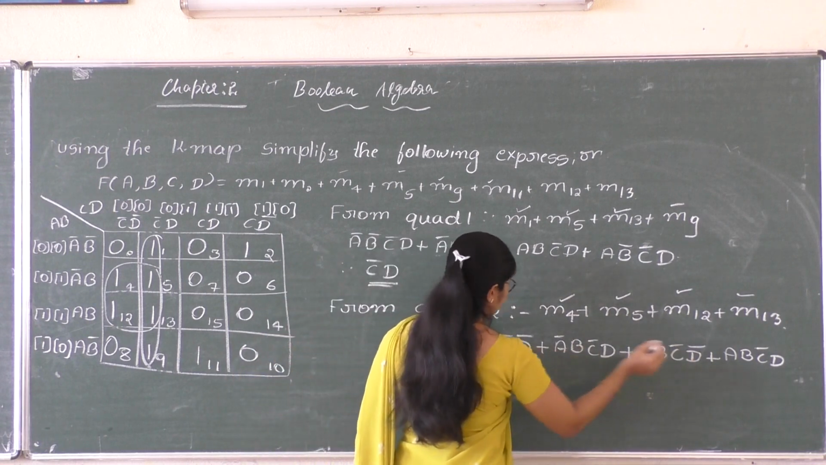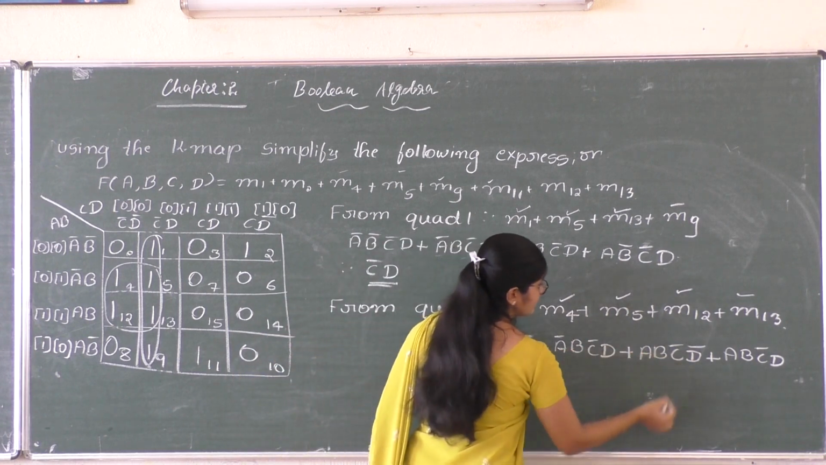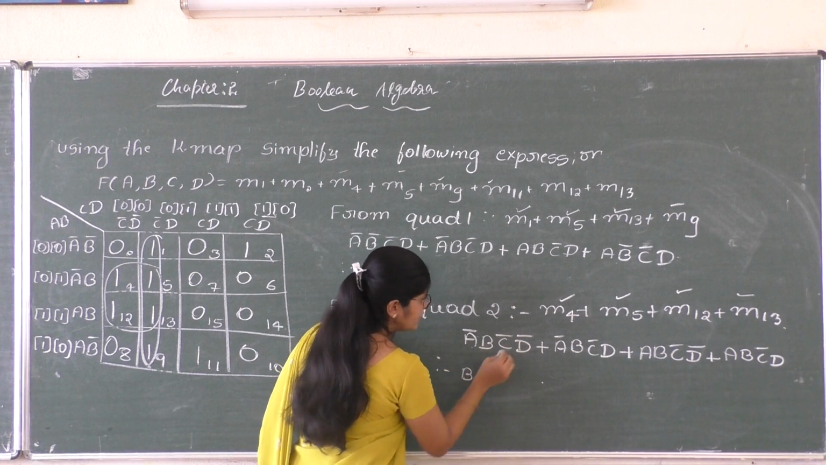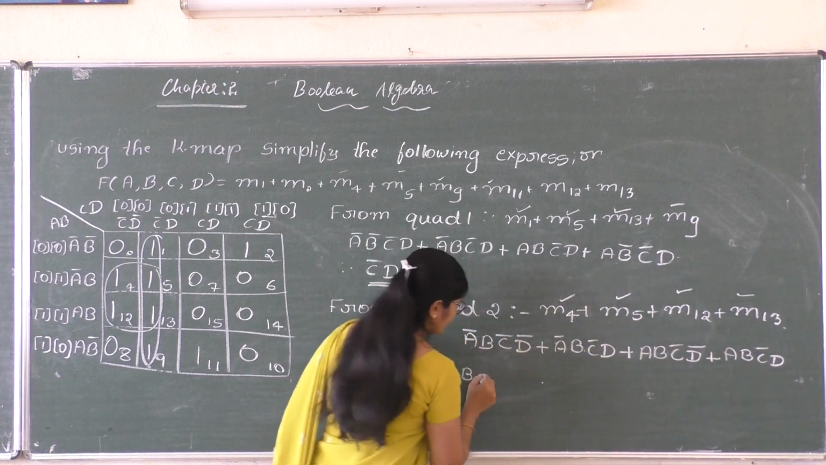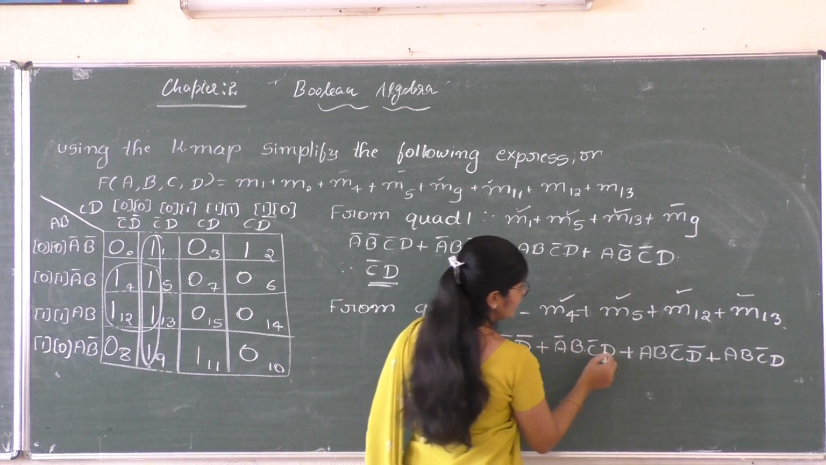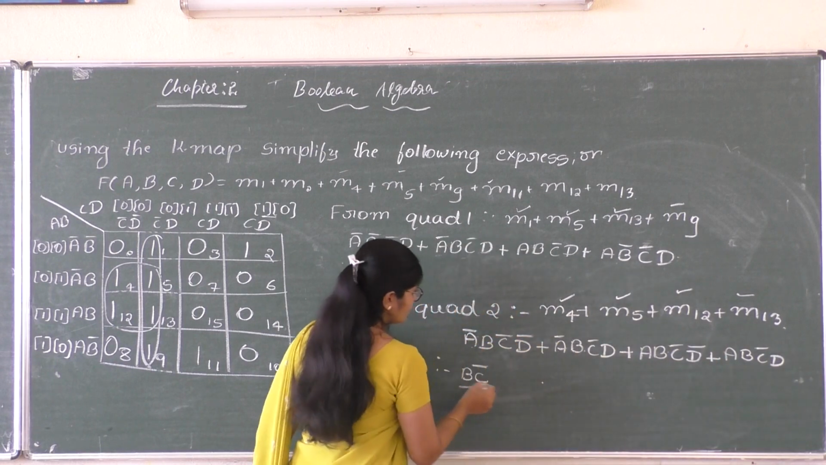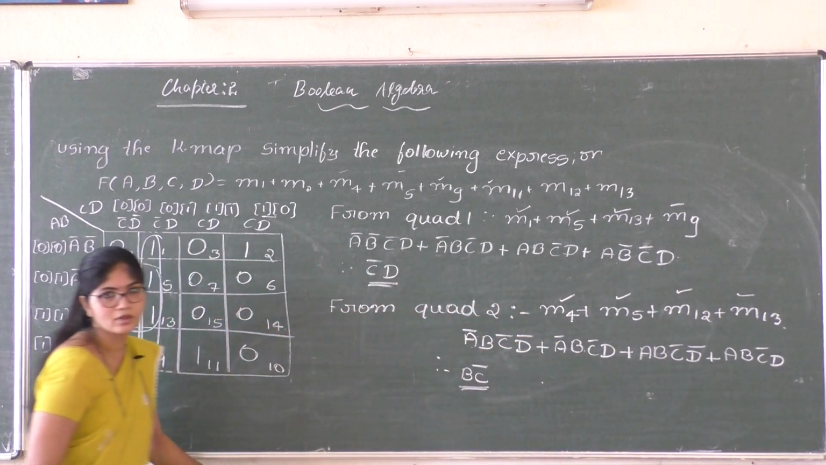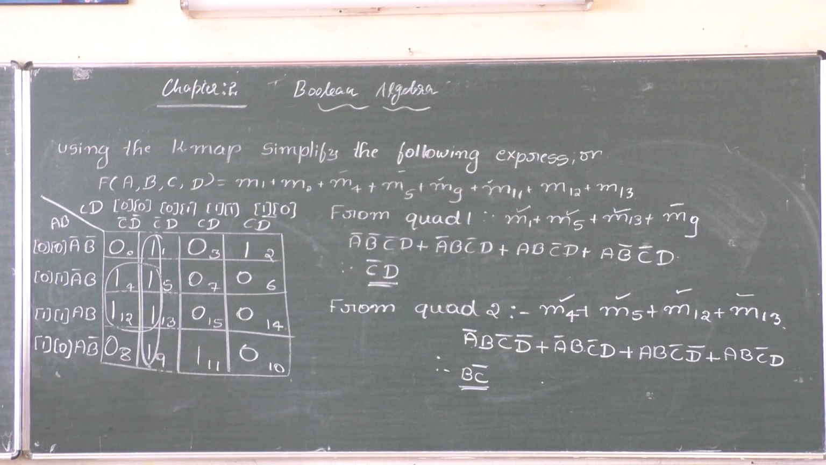Now common variables: A is not common, B, yes, B is a common variable, C bar, yes, C bar is also common. Next D bar is not common. So from quad 2 we got the minterm B C bar.